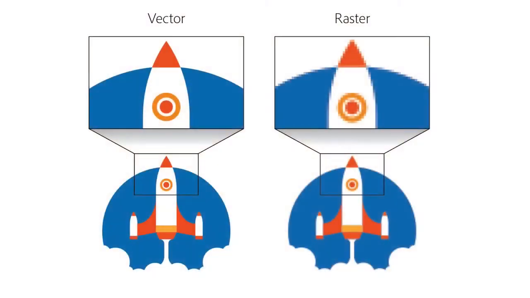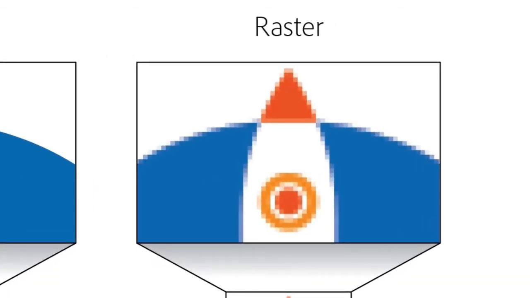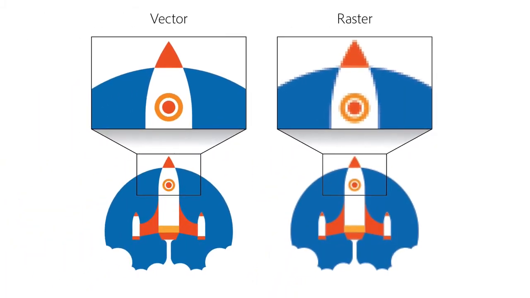Digital graphics fall into two primary categories: vector graphics and raster graphics. Raster-based graphics, such as a photograph, are groups of pixels aligned on a grid to form an image and have a fixed resolution. Raster images cannot be scaled up or down without quickly losing quality.